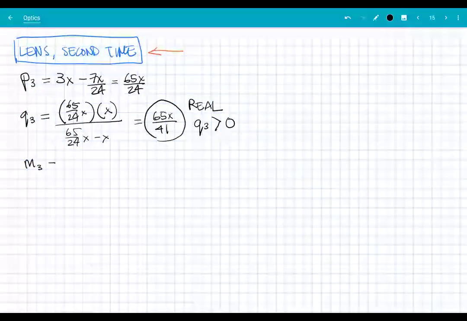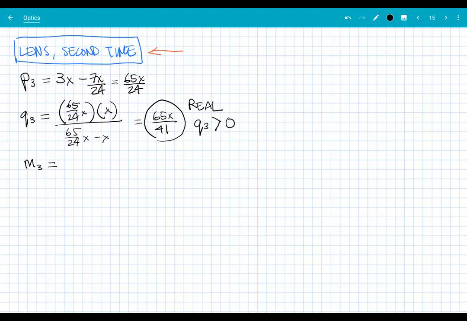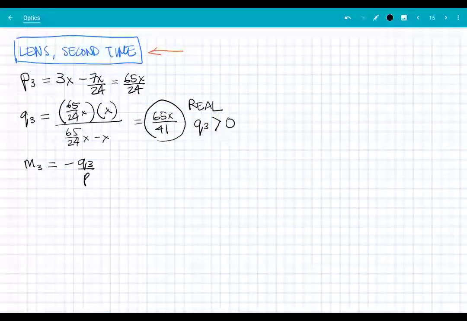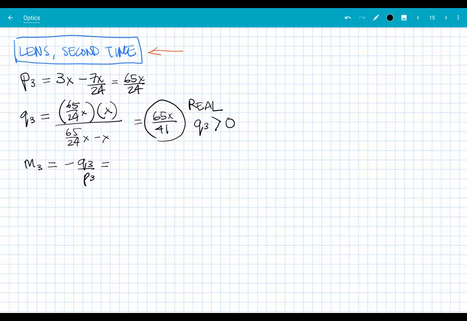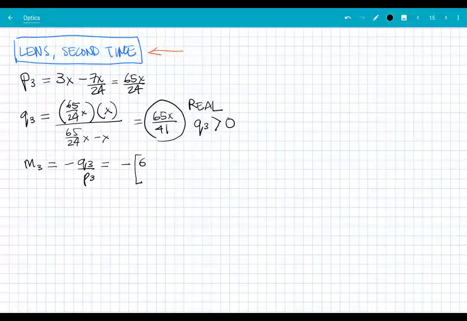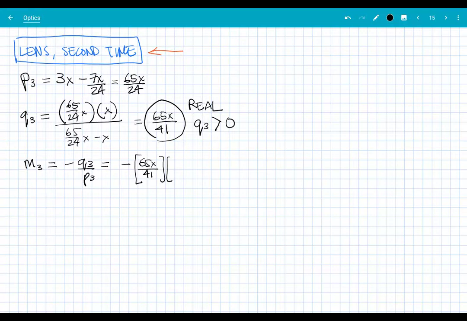Magnification for going through the lens this third time, negative Q3 over P3. So that's negative 65x over 41. And then invert P3, so that'll be 24 over 65x. And that leaves me with negative 24 over 41. So that's inverted and diminished. But remember, that's not the total magnification. We still need to calculate that.